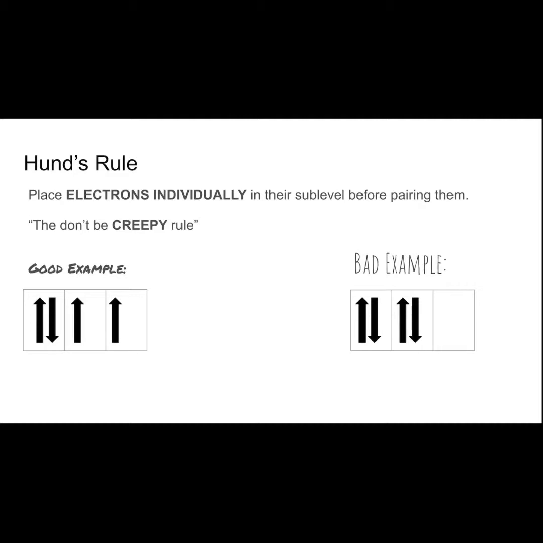And lastly is Hund's rule. This says to place electrons individually in their sublevel before pairing them. So if you were ever having to draw out your electrons, you would have to make sure there's 1 in each sublevel before you start pairing them up, just like with the electron dot diagrams.